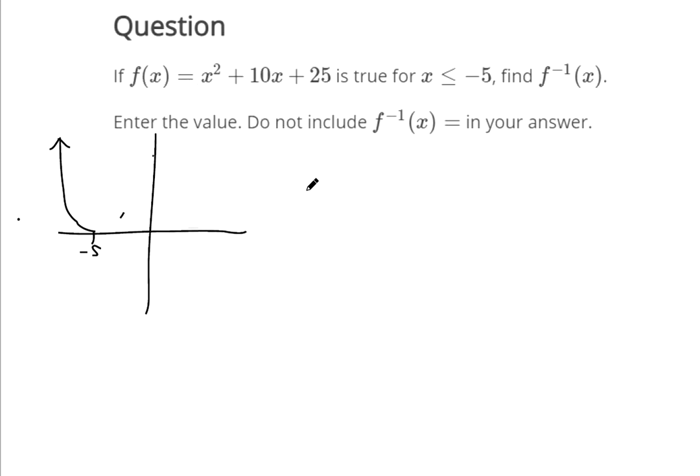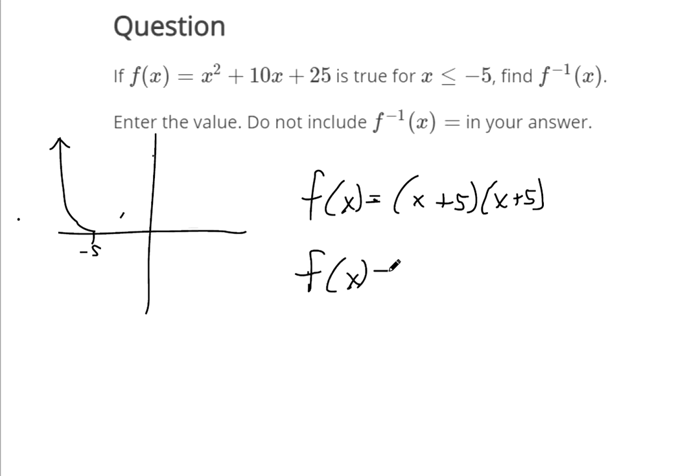Before we try to start doing the algebra for an inverse, let's rewrite by factoring this side. And if you do that, it's x plus 5 and x plus 5. Two numbers that multiply to be 25 but add up to be 10. And since that's the same parentheses multiplying to itself, let's make it a little easier. Okay, I just rewrote f of x.